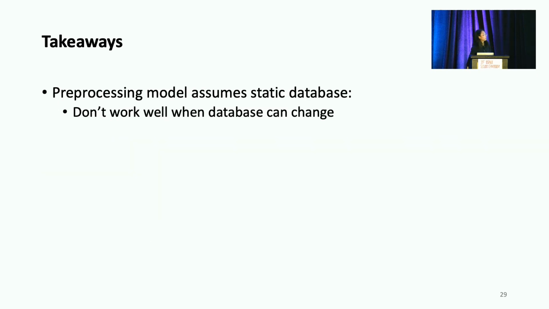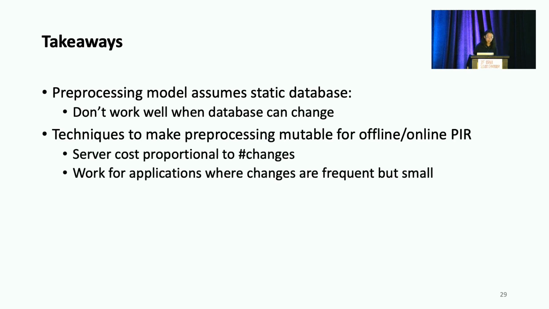Okay, so the takeaways of the talk are, first, we identify a problem of the PIR solutions in the preprocessing model, and these solutions don't work well when the database can change. And then we propose techniques to make the hint mutable for this offline-online model. In particular, our solution has server cost only proportional to the number of changes, but not the entire database size. And this solution works well for applications when changes are frequent but small.